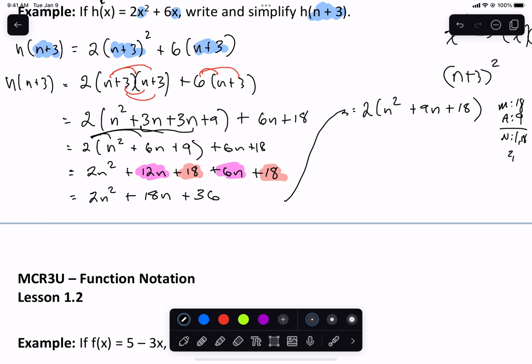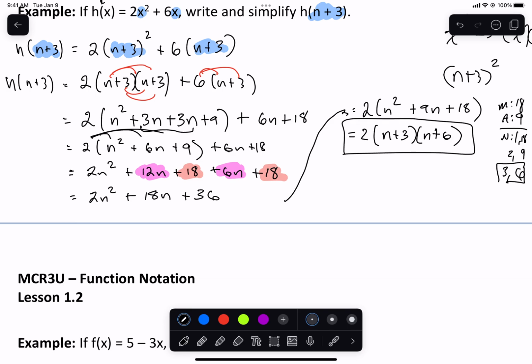One, 18, 2, 9, 3. 3 times what gives me 18? It's 3 times 6, I think, and 3 plus 6 also works. So I think this would be the simplified version. It's a pretty loaded question given what we started with. Would everyone agree? It just tumbles, right? More work. I don't know if in the past when I've done this question, I've maybe stopped here.